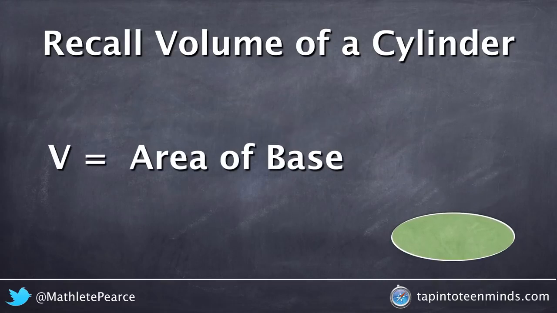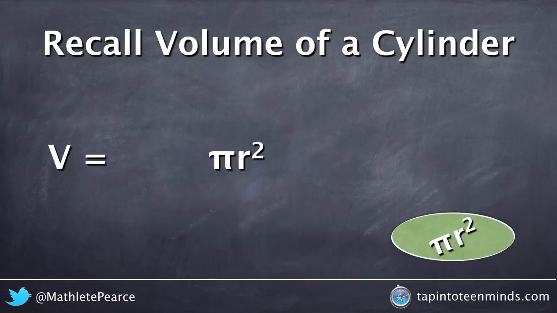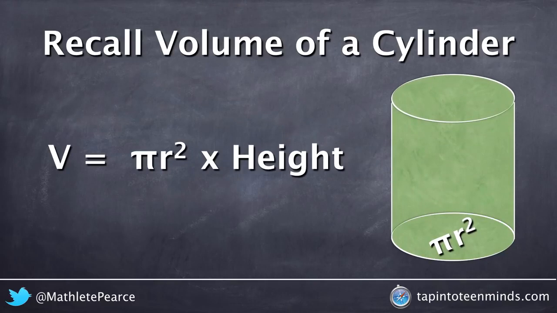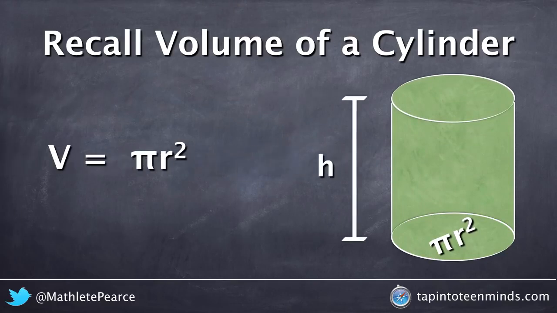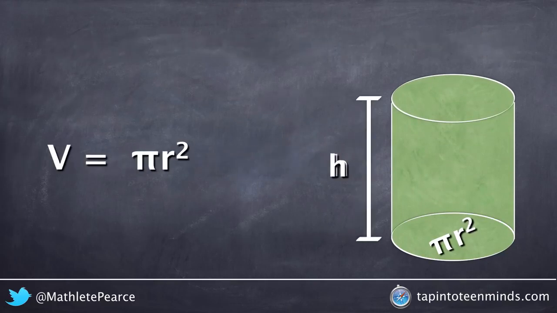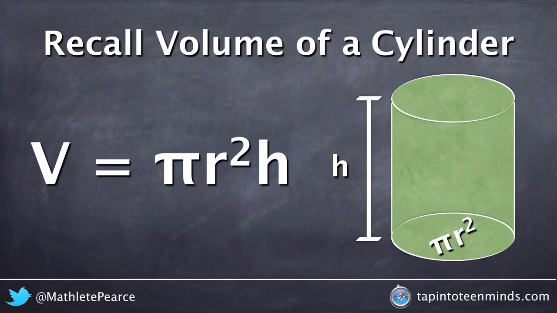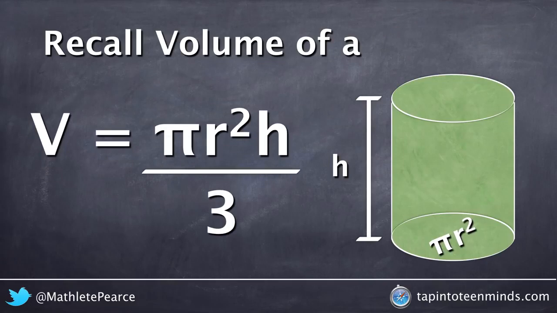And if we remember, the area of the base is pi r squared, since the area of a circle is pi r squared, and we can get the volume of that cylinder by multiplying by the height. We later learned that to get the volume of a cone, we would take the volume of the cylinder with the same height and same radius and simply divide it by 3.